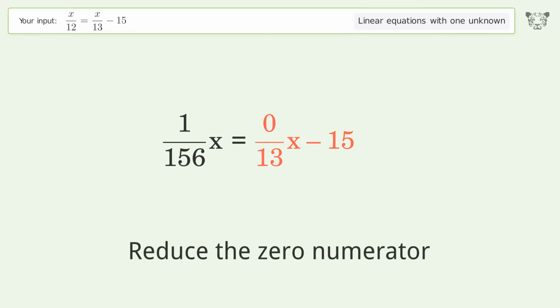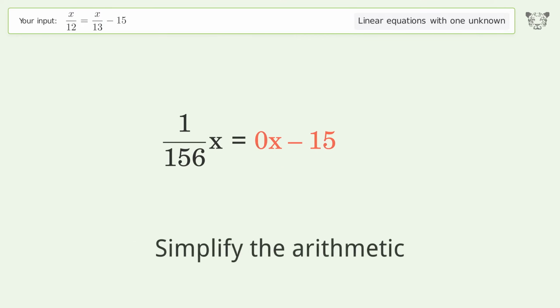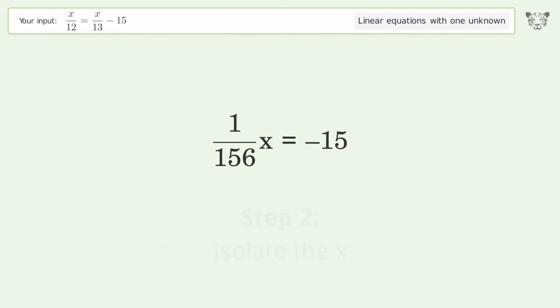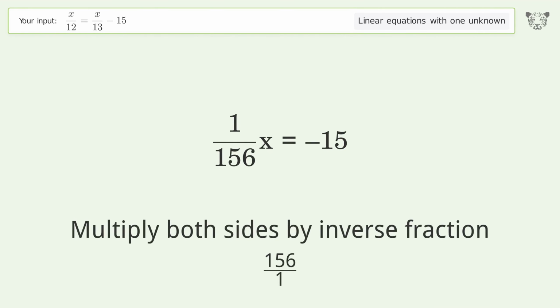Reduce the zero numerator. Simplify the arithmetic. Isolate the x. Multiply both sides by inverse fraction 156 over 1.